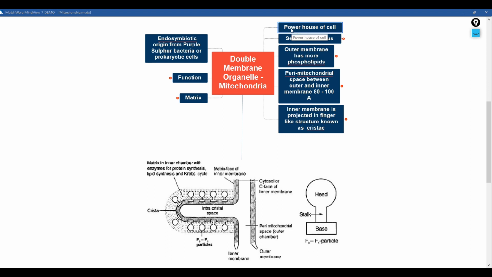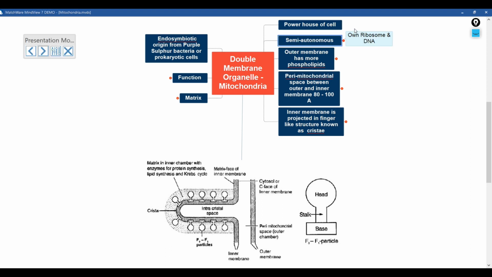Now we will try to understand what the important characters or features of mitochondria are. First thing first, mitochondria is known as the powerhouse of the cell. Now why do we call them the powerhouse of the cell? Because they have a capacity, right? So that's why we call them the powerhouse of the cell.